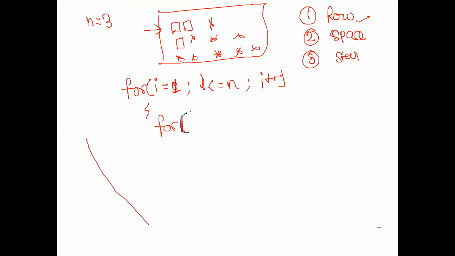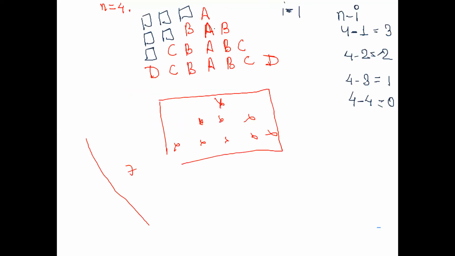Once again, from n minus I. What I am saying is, what is the relation between number of row and number of spaces? The relation between number of row and number of spaces is this. How do I get to know? First you have to think how it will be done. When I thought of it, I got to know this is the thing.